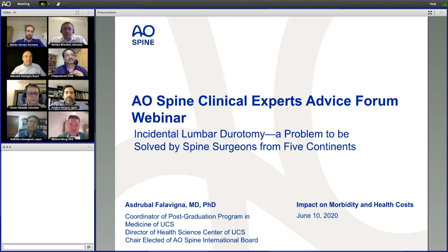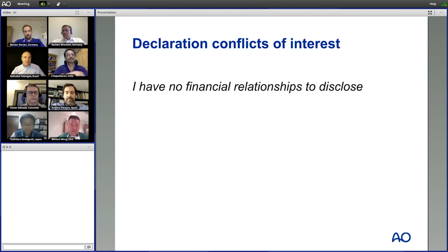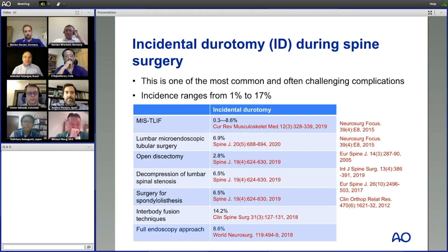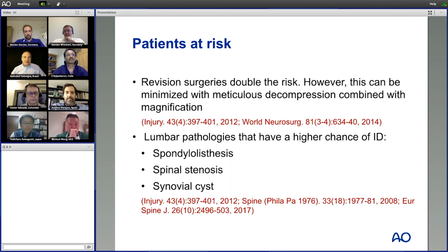Congratulations, Raja, for the idea to build the expert forums. We know that incidental durotomy has a high impact on morbidity and health cost, and we need to have a worldwide opinion for prompt diagnosis and effective treatment. It's a common and challenging complication. The incidence ranges up to 70%. Several impacts happen when durotomy is observed. Some patients are more prone to durotomy than others.